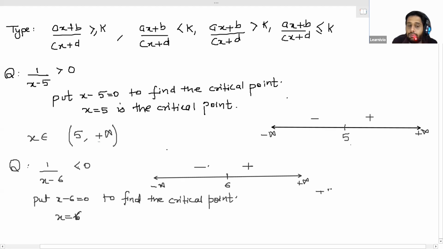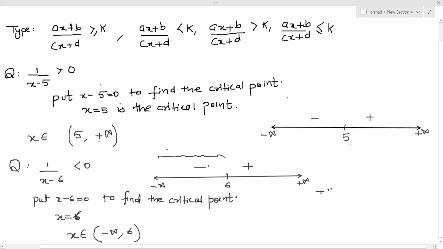John, this is less than 0. We need to select negative or positive? Negative. Very good. So this part will be our answer, because this is less than 0. So our answer will be x belongs to, first of all, we write the least value. So it will start from minus infinite to 6, and both are open intervals. Iram, this clear? Yes.